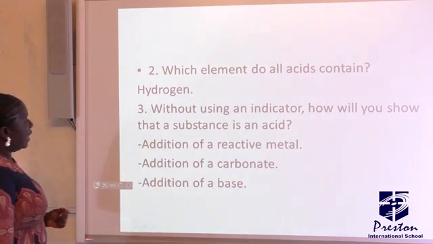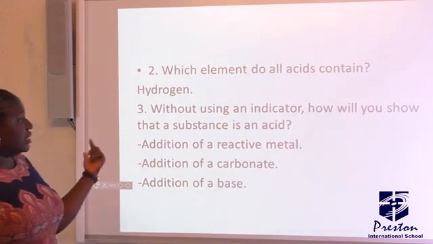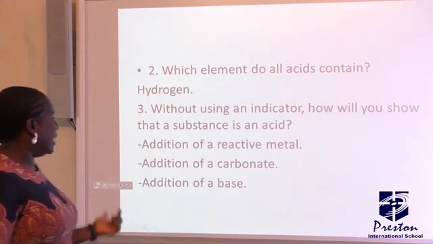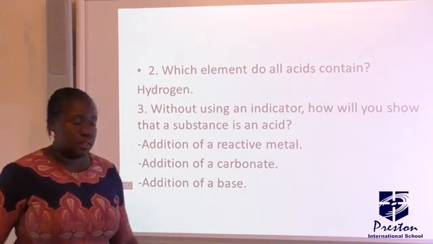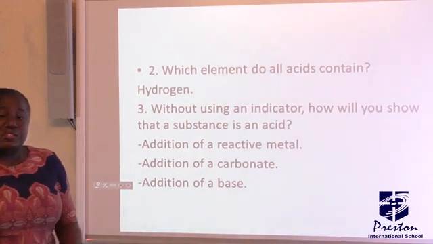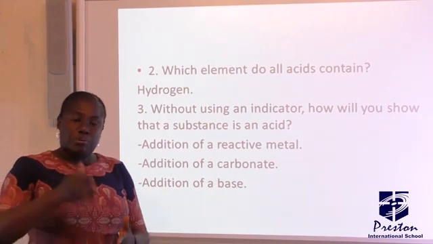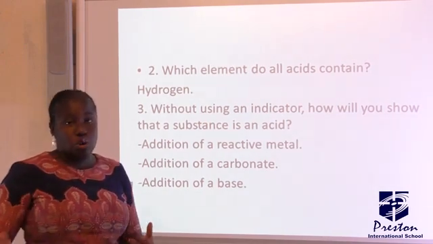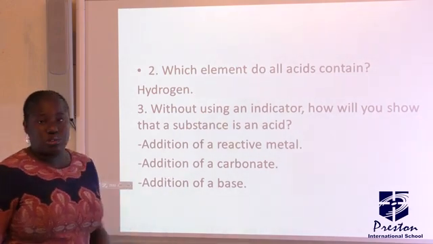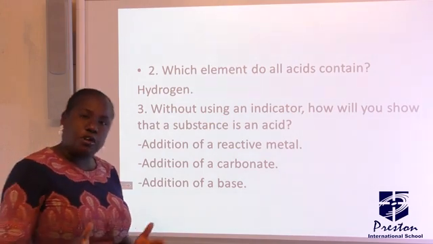And the last question I have with me here, I've given this as a class task already, so for those that did not attempt the task. Without using an indicator, how will you show that a substance is an acid? So I have various steps that can be used there. The first one, if you add a reactive metal to such a substance, you're going to have production of bubbles, effervescence will occur, fizziness, and that's to buttress the point that hydrogen gas will be released. Now you have to go further to describe the test for hydrogen gas.